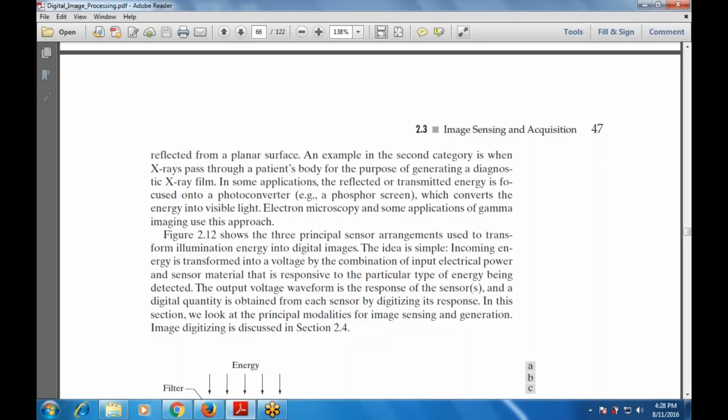And in some applications, the reflected or transmitted energy is focused onto a photoconverter, a photosensitive sensor or screen that converts the energy into visible light. Electron microscopy and some applications of gamma imaging also use this approach.